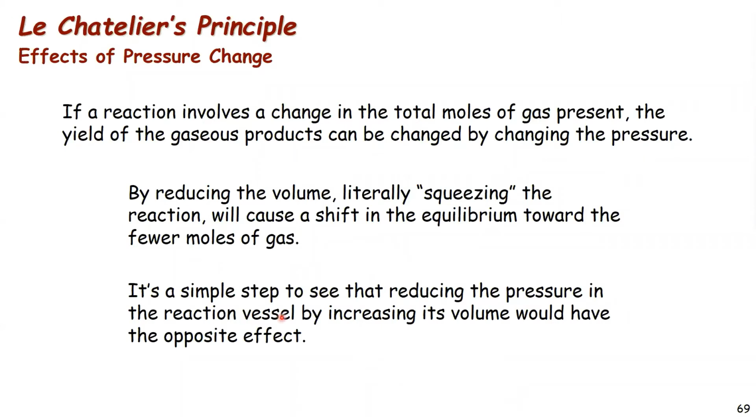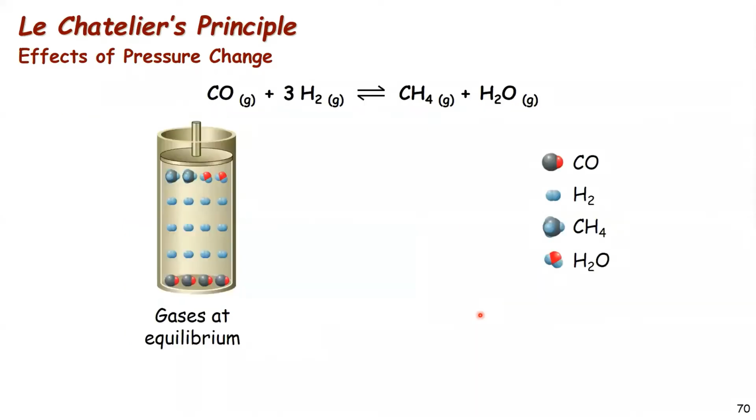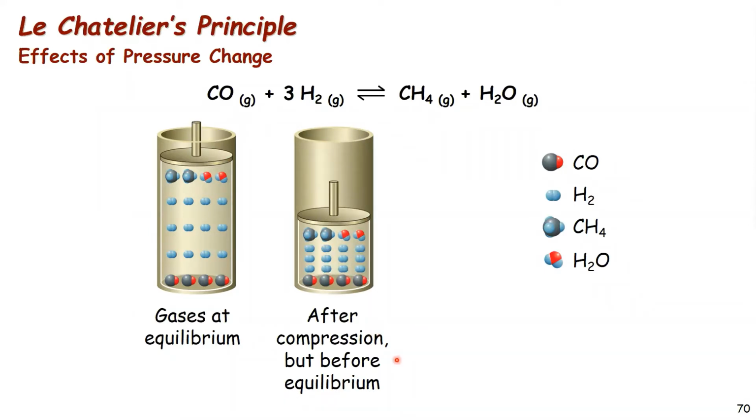So again, it's a simple step to see that reducing the pressure in a reaction vessel by increasing its volume would have the opposite effect. So I said that. Okay, so let's take an example. So here we have this cylinder, and it's filled with a mixture of carbon monoxide, hydrogen gas, methane, and water vapor. And if I squeeze this reaction vessel, right, I'm going to increase the pressure.